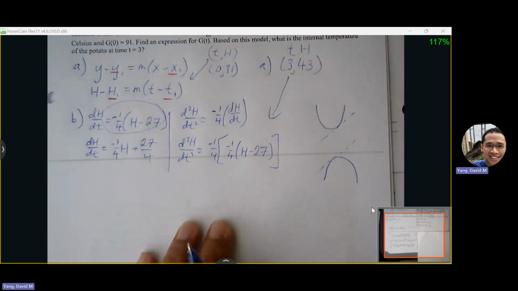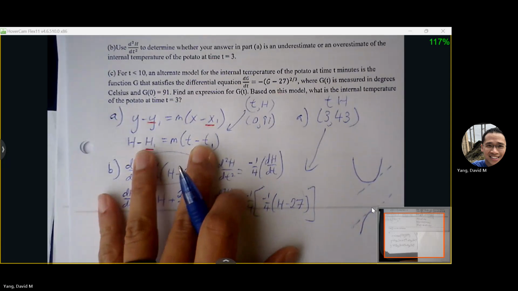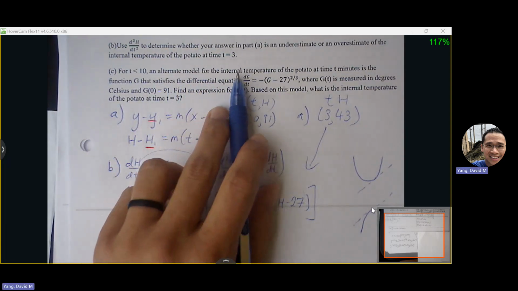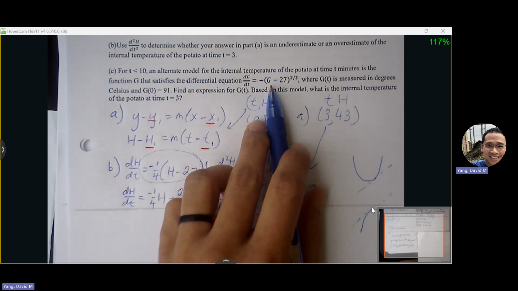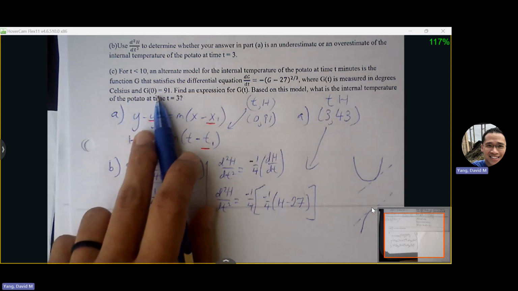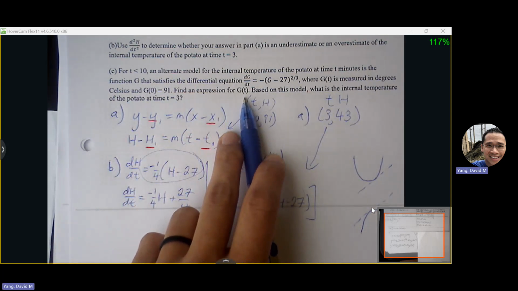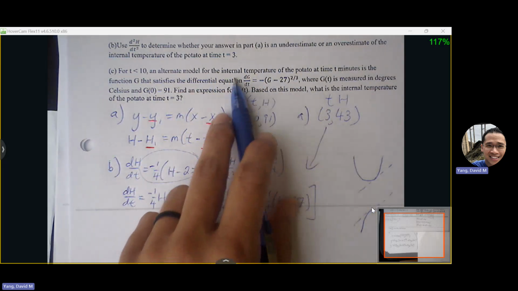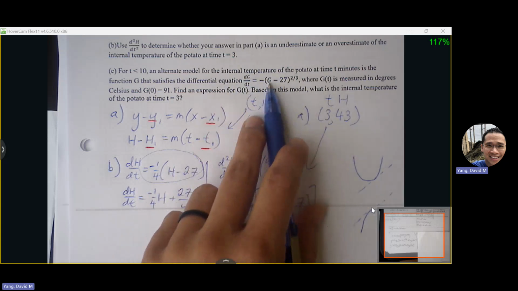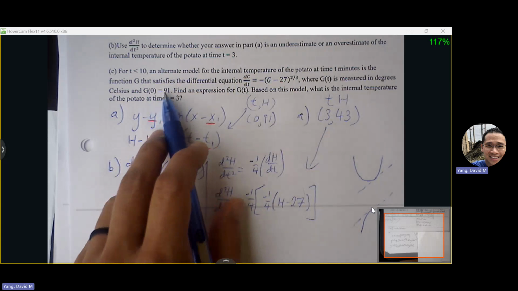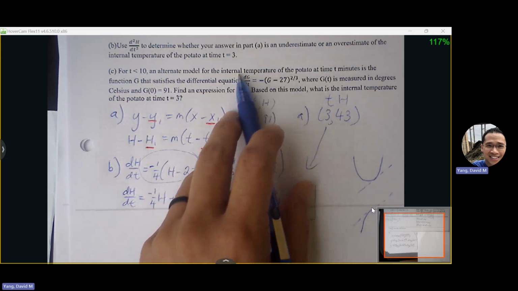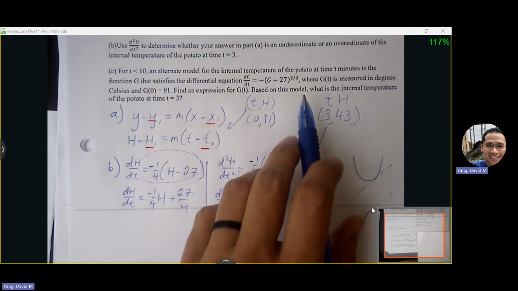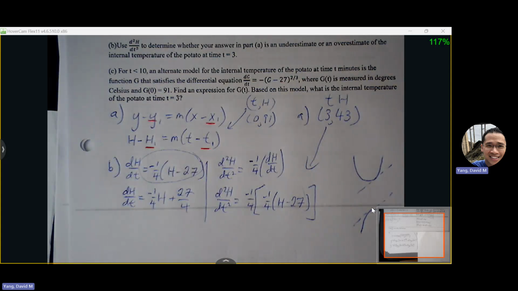Okay, so part C reads, for t less than 0, an alternate model for the internal temperature is provided by the differential equation dg dt, where g of t is measured in degrees Celsius, and we have an ordered pair, g of 0 equals 91. Find the expression for g of t, and then based on this model, what is the internal temperature at time t equals 3? So we have to go through our process, right? We'll separate the variables, take the antiderivative, solve for c using the ordered pair, get it up to a g equation, and once we have that g equation all spelled out, then we can use that to provide the temperature at a moment in time.